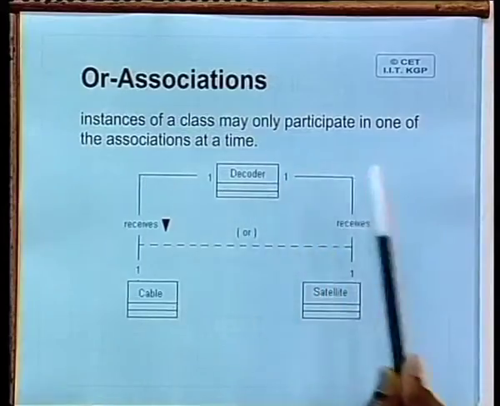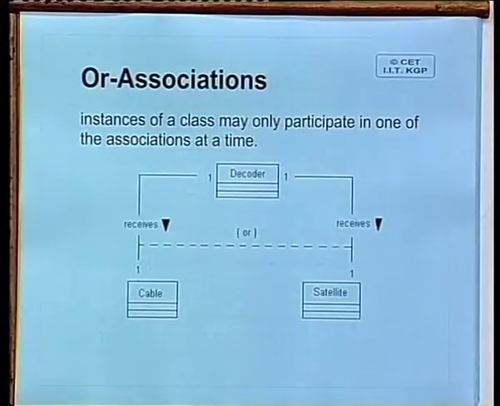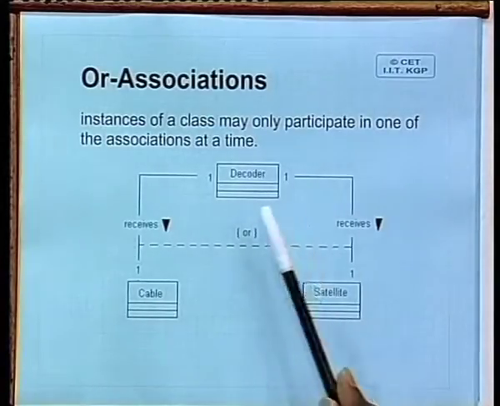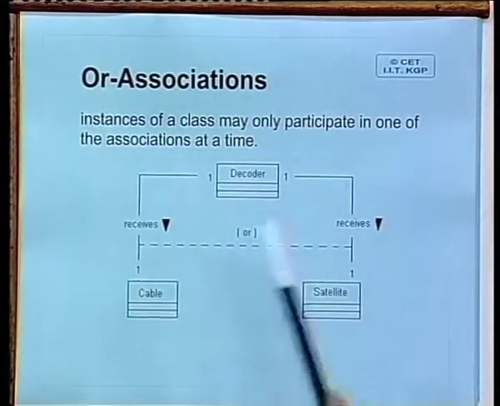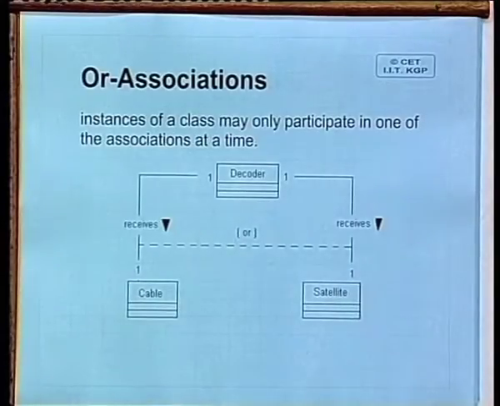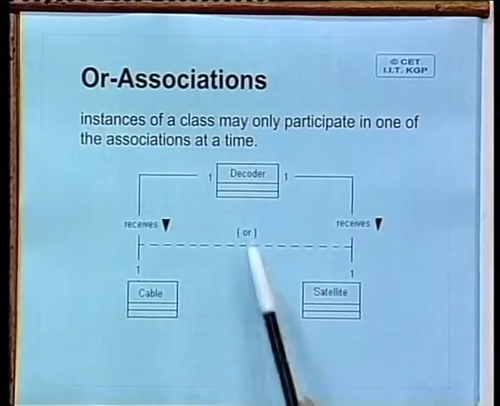Then we have what is known as the OR associations. In an OR association, instances of a class may only participate in one of the associations at a time. Say we have a decoder and we have cable and satellite. The decoder receives cable signal or it receives satellite signal. So we have an OR association. OR is written by a dotted line and OR can be put here.